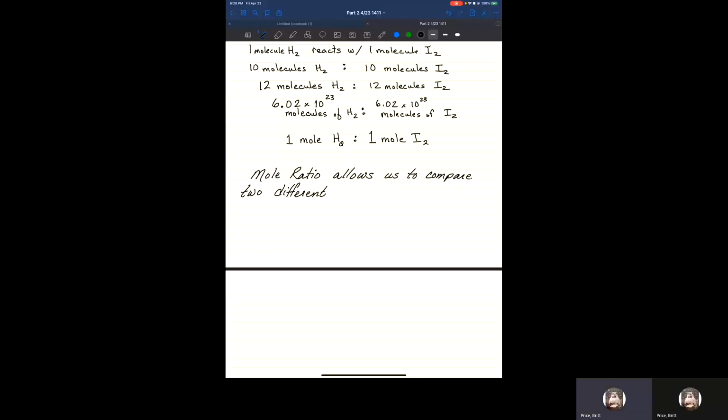I almost want to write down things. I'll put down species. So a mole ratio lets us compare two different things.